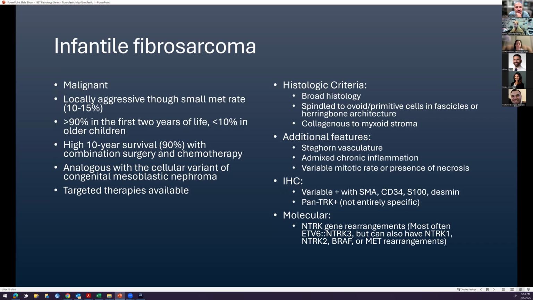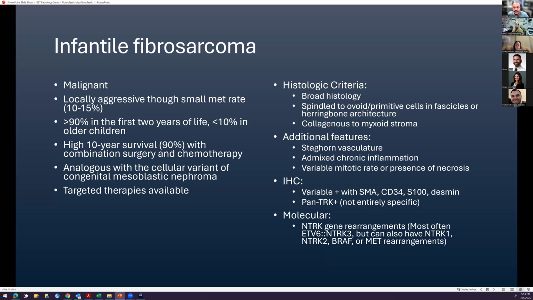Okay. So when we're talking about histologic criteria, there's a weird, broad histology with these. They tend to be spindle to more primitive looking in fascicles to herringbone architecture. And they'll have a variably collagenous to myxoid stroma. A lot of them will have staghorn vessels for whatever reason. Mitotic rate and all that can be pretty variable. And staining is not super useful. It can be variable with a lot of things, right?